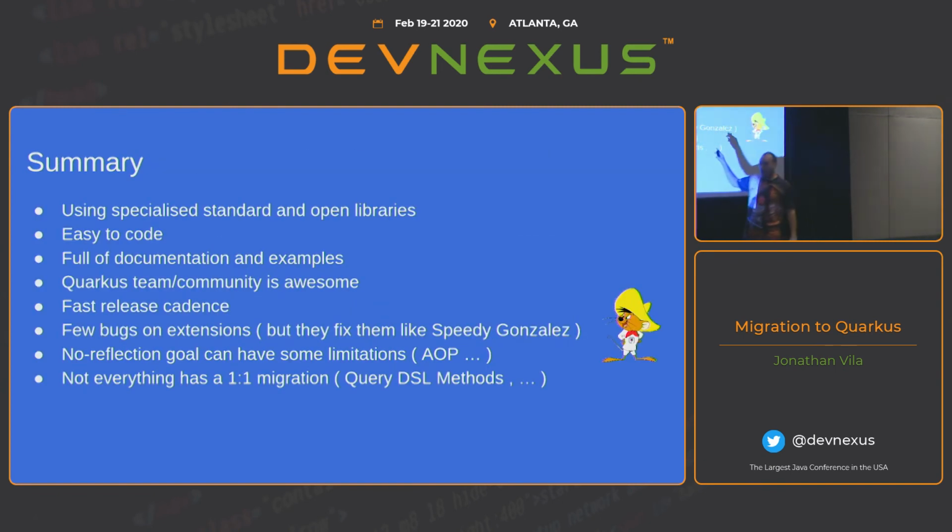Okay, so my summary of this migration is that it has been easy. It's easy to code, really. There is a lot of documentation and examples that you can use. There are lots of tutorials that you can use also to train yourself. The most important thing is that the Quarkus team and community are super kind and super fast helping, and super, super fast creating new things, adding new extensions and fixing issues.